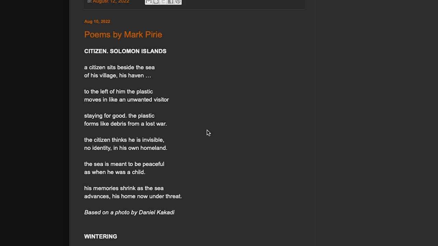To the left of him, the plastic moves like an unwanted visitor. So I'm assuming this is in the water, but it might not be. Just to the left of him, plastic moves there, staying for good. The plastic forms like debris from a lost war. So this plastic is coming to this person on the Solomon Islands, which are fairly remote. And it's piling up like some lost war, but it's not this person's lost war specifically. We're not told that, at least. It's just piling up there like debris.